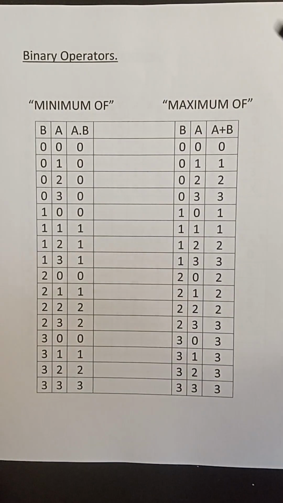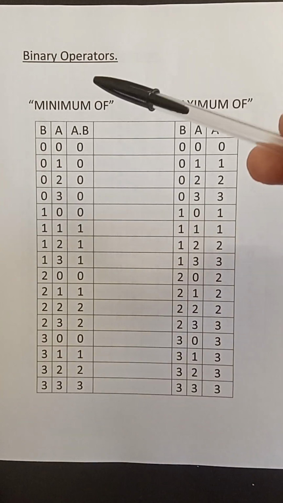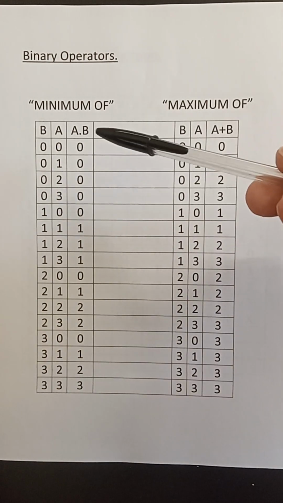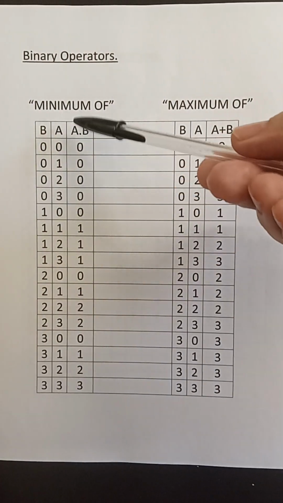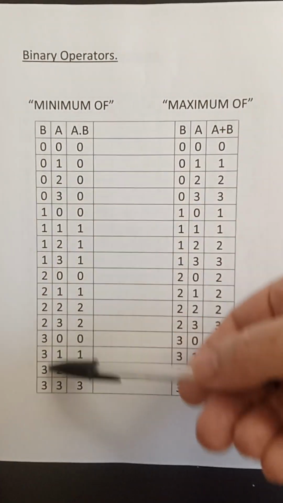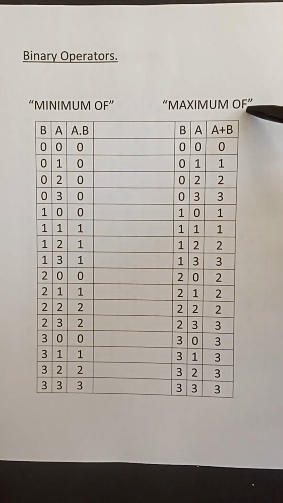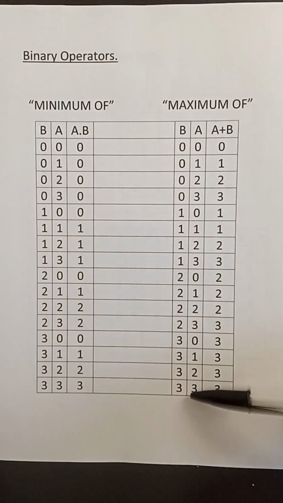These are the binary operators for the algebra. Binary in the sense that they require at least 2 inputs. This is the minimum of function shown here for 2 variables a and b. And this is the maximum of function shown here for 2 variables a and b.